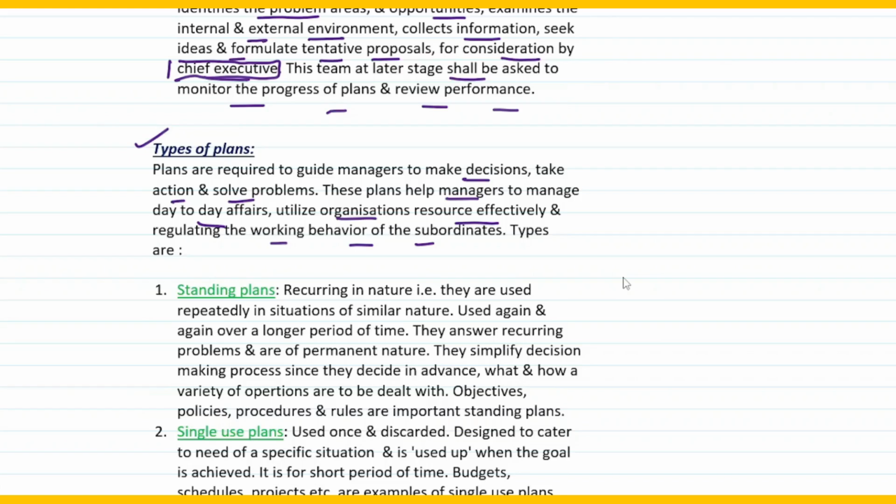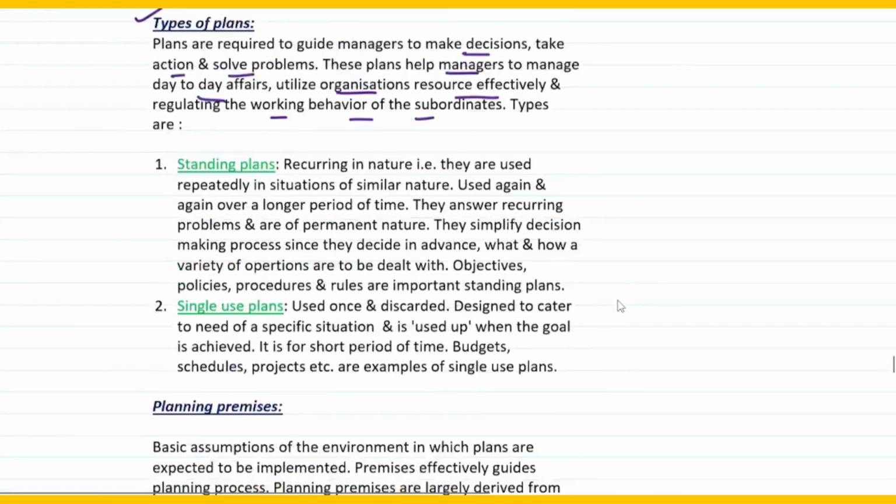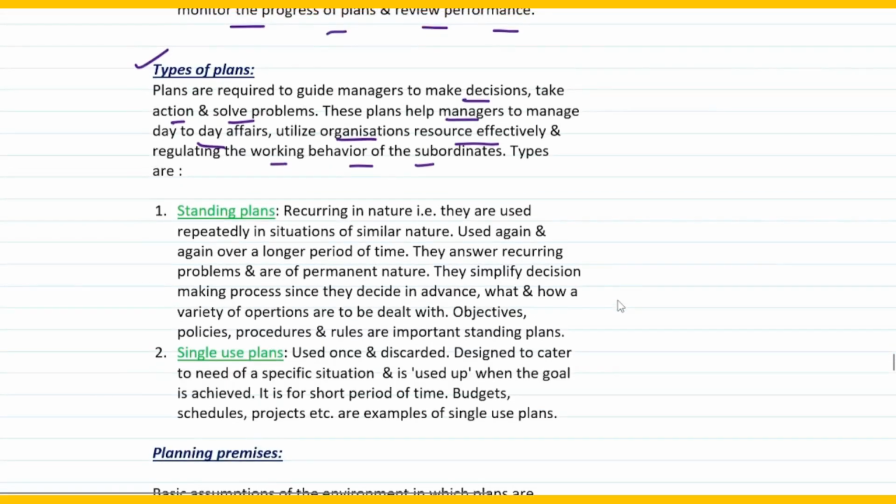Utilize organization resources effectively and regulate the working behavior of the subordinates. So what are the different types of plans? Plans basically are of two types. One is called a standing plan. Now what is a standing plan?